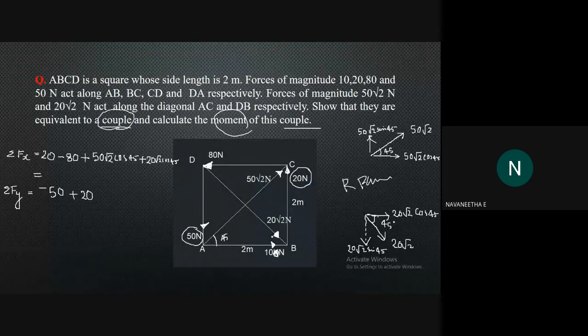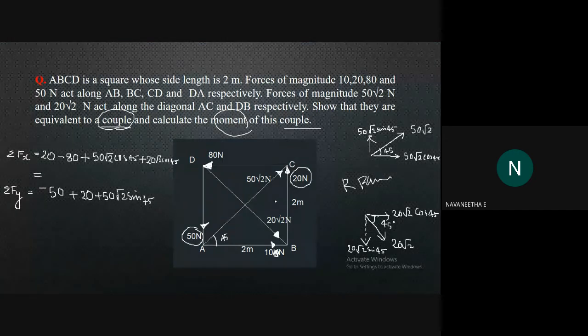Then we have to consider the components of the diagonal forces. The component of the diagonal force in the y direction is 50 root 2 sin 45. It is acting upward, so it is positive. Then what about 20 root 2? The y component of 20 root 2 is acting in the downward direction, so that is negative 20 root 2 sin 45. Then find the value of sigma fx and sigma fy.